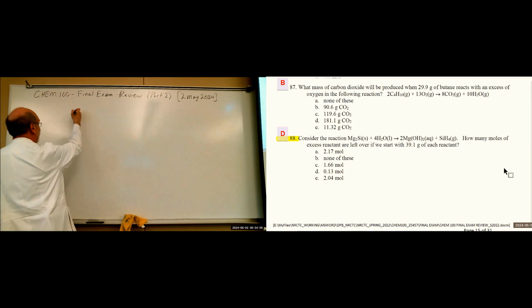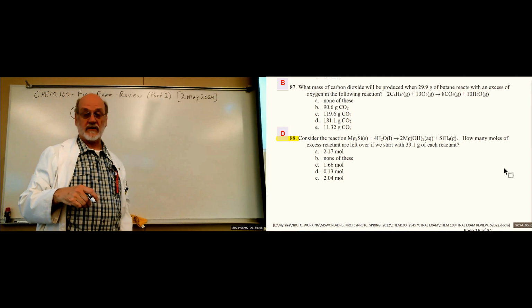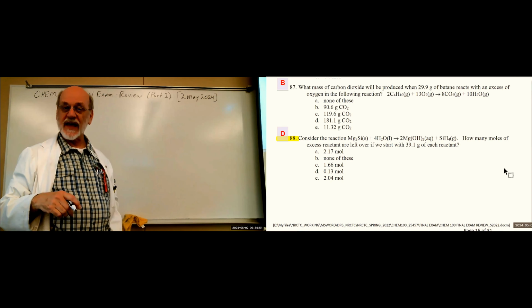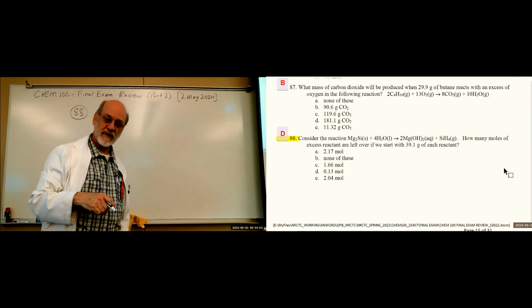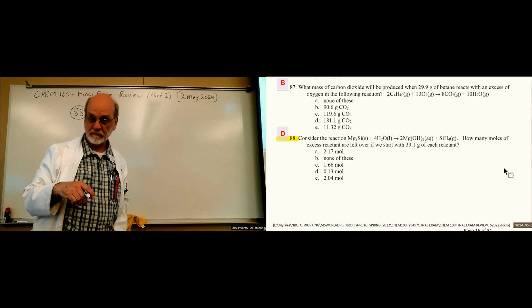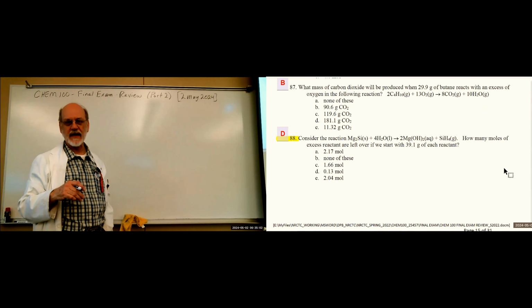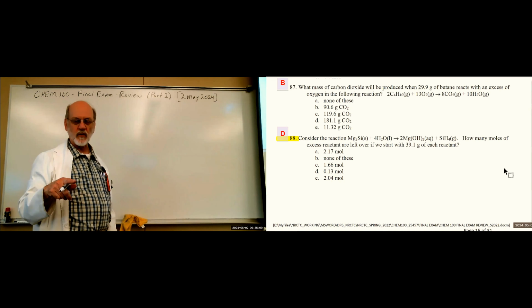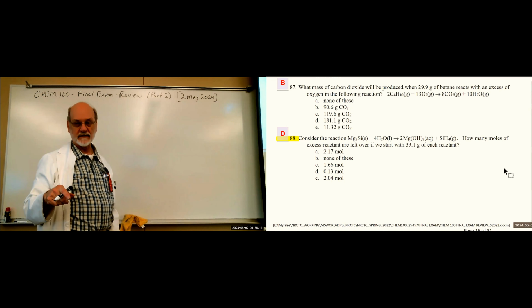88. Consider this reaction. Magnesium silicide plus 4 water yields magnesium hydroxide and silane. That's the name for SiH4. How many moles of excess reactant are left over if we start with 39.1 grams of each reactant?